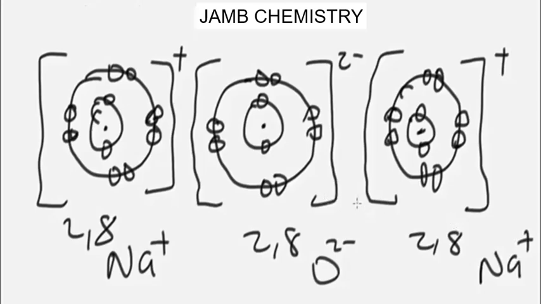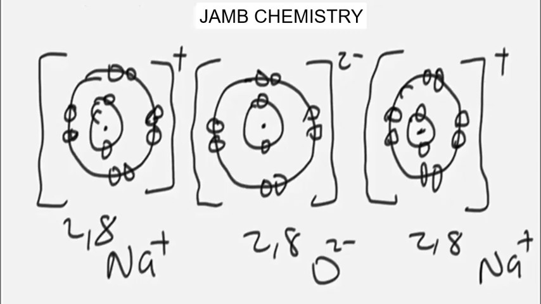The 3 charged atoms are now stable, having the same electronic configuration as that of neon. So guys, this is basically how you can represent the dot and cross diagrams of ionic bonding occurring in ionic compounds. If you study chemistry, you will definitely come across this kind of question because this is a very important aspect of chemistry, bonding, particularly ionic bonding.